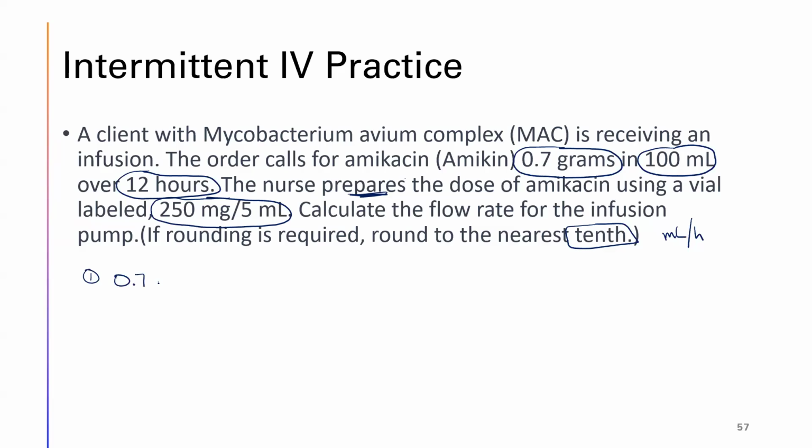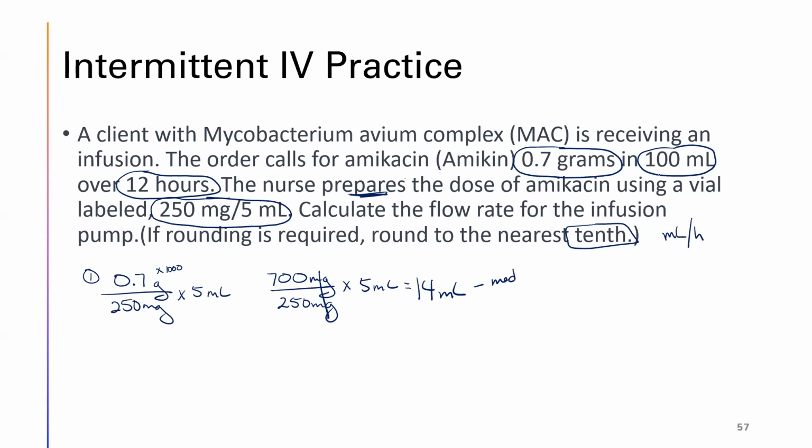So 0.7 grams over the 250 milligrams per 5 milliliters. Notice the units don't match. So to convert gram to milligram, you'll multiply by the 1,000, which would give you 700 milligrams over 250 milligrams per the 5 milliliters. And that gave me 14 milliliters. Okay. And so this is the medication. What's already in the bag is the 100. So you're going to have to add the two together.